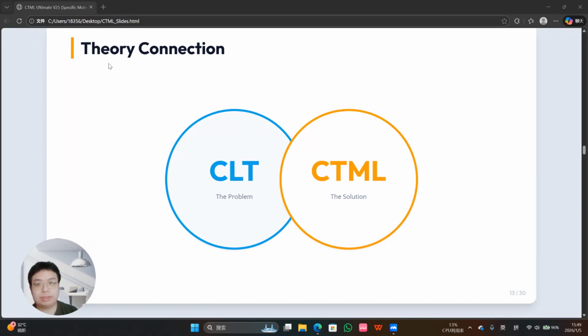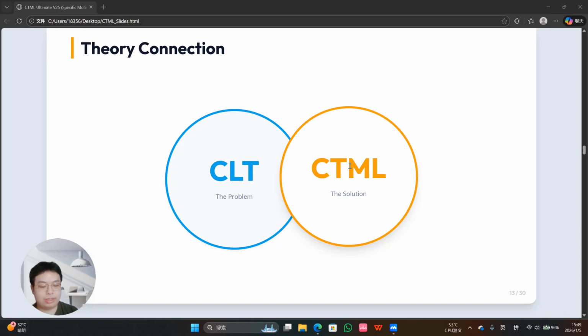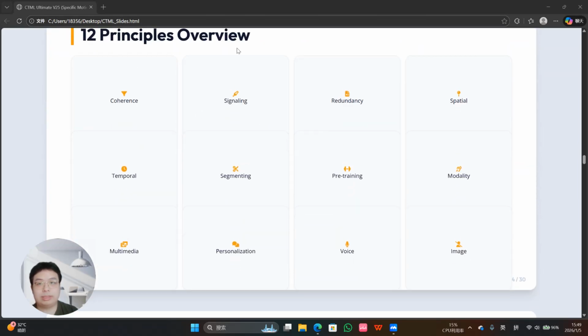The next one is theory connection. Simply put, CLT poses the problem, the limited capacity, and the CTML provides the solution about the multimedia design principles. Okay, now let's look at the 12 principles overview.